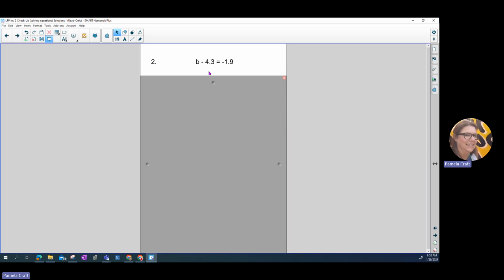Number 2, we have B minus 4.3 is equal to negative 1.9. Because 4.3 is being subtracted from that B, we need to add 4.3 to both sides. And when we do that, we end with B is equal to 2.4. If you plug that back in and you do 2.4 minus 4.3, you should get that negative 1.9. So you've checked it to make sure.